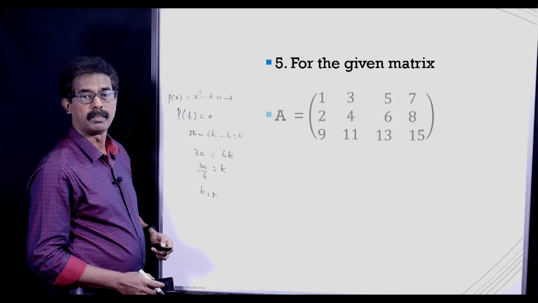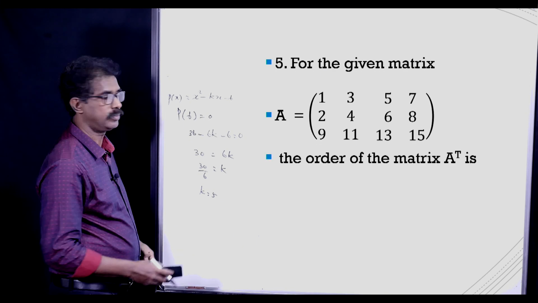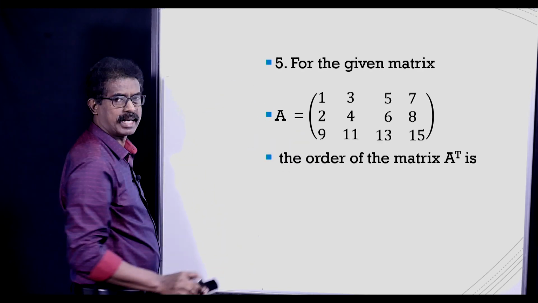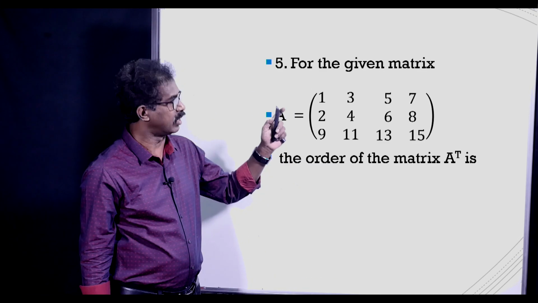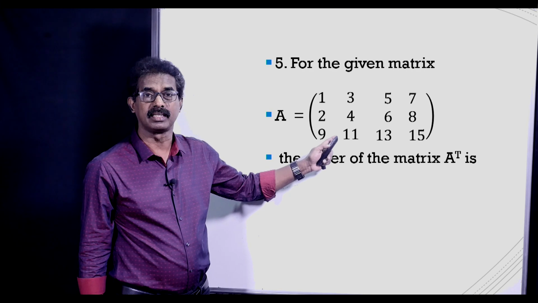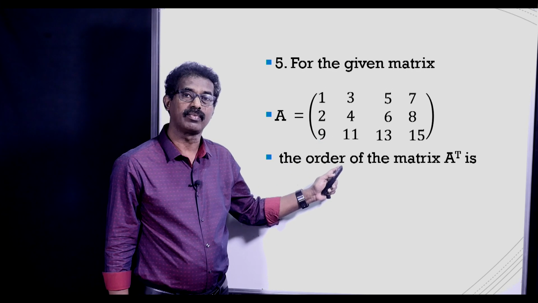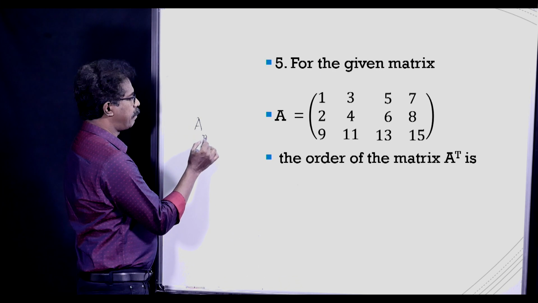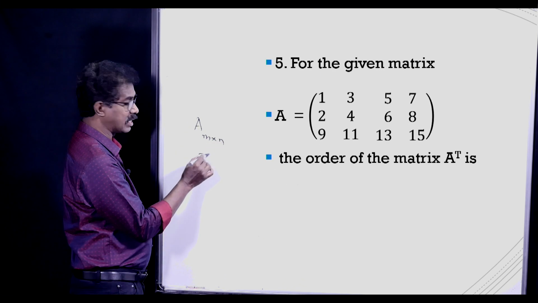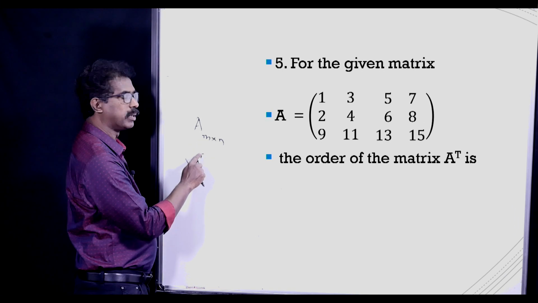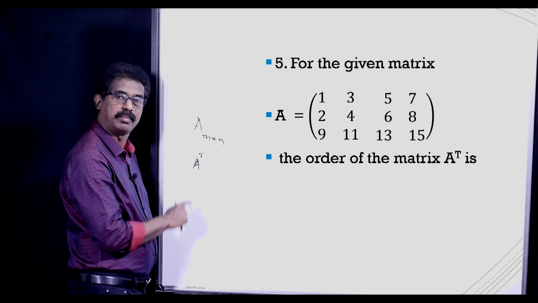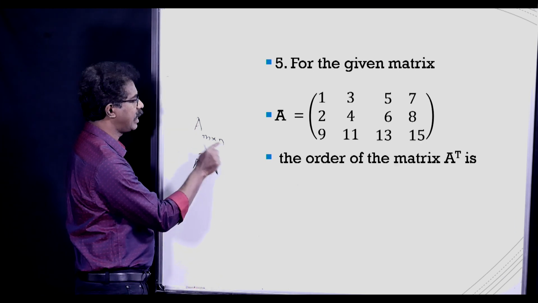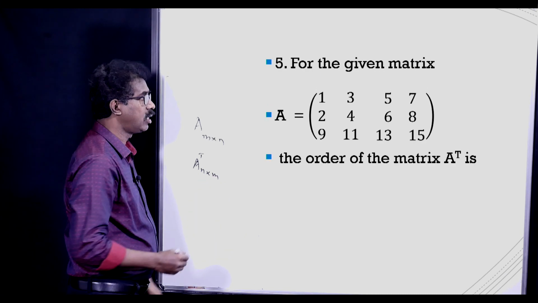So read question number 5. It's a very simple question in matrices. For the given matrix A, what they asked is the order of the matrix A transpose. You know, suppose A's order is m by n. What is the order of A transpose? N by m, right? Because rows become columns and columns become rows. So if m by n is the order of A, then the order of A transpose is n by m.